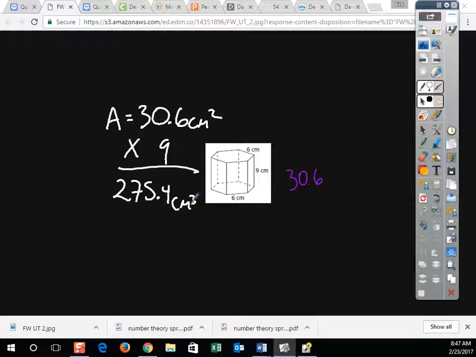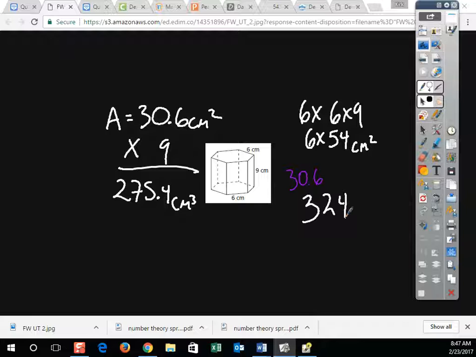Now this is a hexagon, so there are 6 sides, and each side is going to be 6 by 9, which means I have 6 sides that have an area of 54 square centimeters. 6 times 54 is? 324. 324. All right, not too bad.